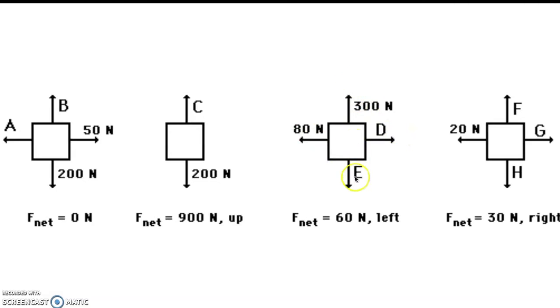And then I'm going to be balanced in the vertical. So if I have 300 here, I'd have 300 going down. So E would be 300. If my net force is 30 newtons to the right, and I'm going 20 this way, I need 30 plus 20, so G is 50. And then F and H would be equal, whatever you want them to be. They could each be 10, they could each be 20, doesn't matter. As long as they're equal, then we're balanced.